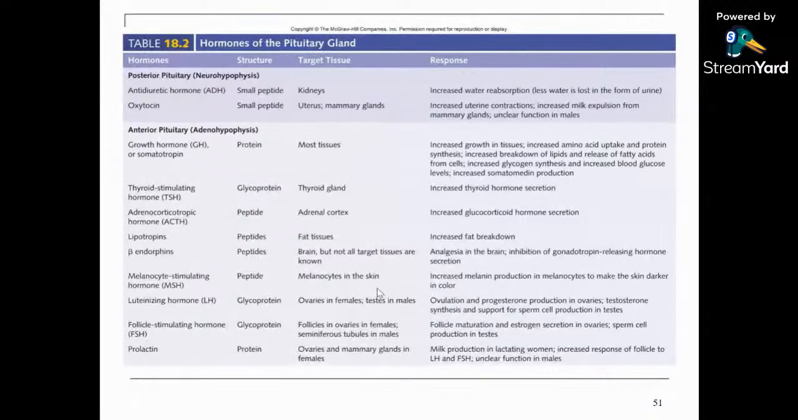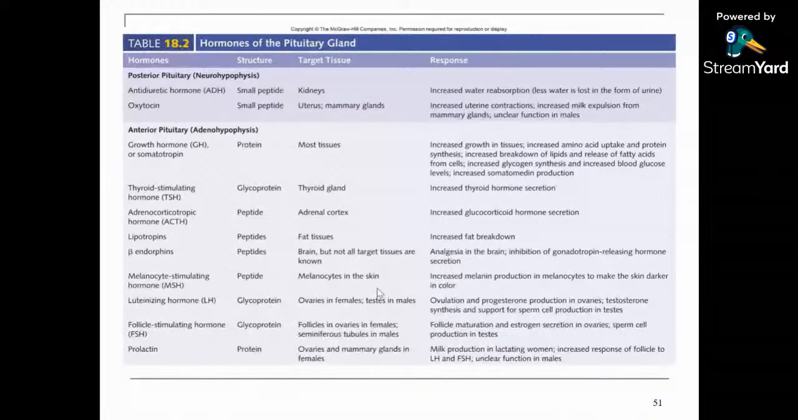From the anterior pituitary, we find growth hormone, which is protein in nature and works on most tissues, increasing growth in tissue, increasing amino acid uptake and protein synthesis, breaking down lipids and releasing fatty acids from cells, increasing glycogen synthesis, and increasing blood glucose level. Thyroid stimulating hormone is a glycoprotein in nature, works on the thyroid gland, and increases thyroid hormone secretion.